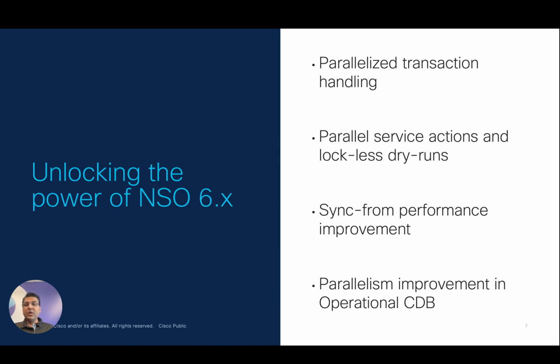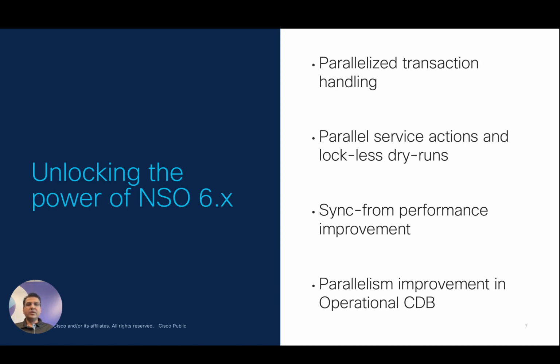All right, now let's have a look at what NSO 6.x features helped us to solve these problems. First is parallelized transaction handling. In NSO 5.x, as we know, a transaction locks the CDB and then other transactions have to wait for that lock to be released. In NSO 6.x, parallelized transaction handling has been improved a lot, which overall increases the throughput and the speed of service provisioning.